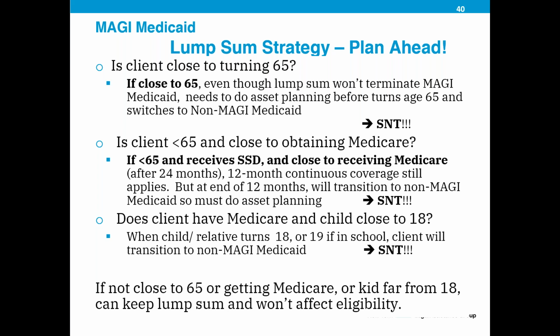But at the end of the 12 months of continuous eligibility, if they have that asset in the bank, they will be switched from MAGI Medicaid to non-MAGI Medicaid. So you have to do asset planning. Again, think about an SNT if they have a disability, because no transfer penalty, right? We know that.